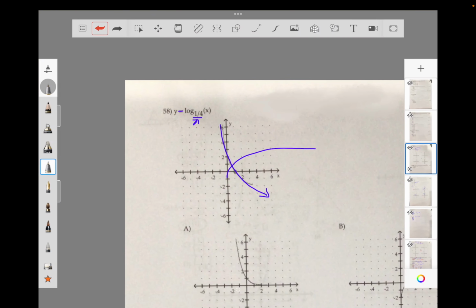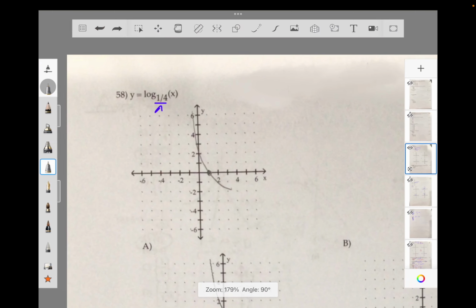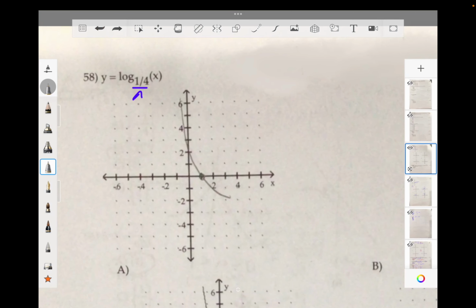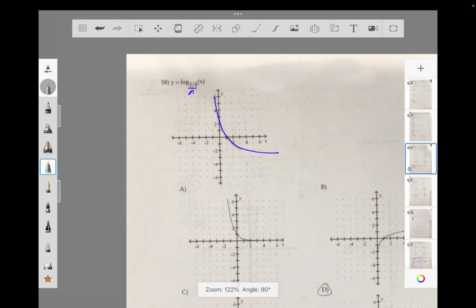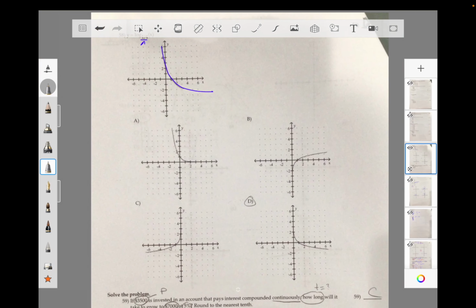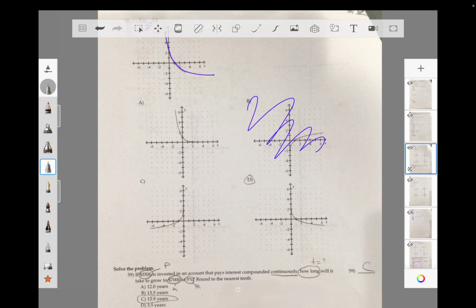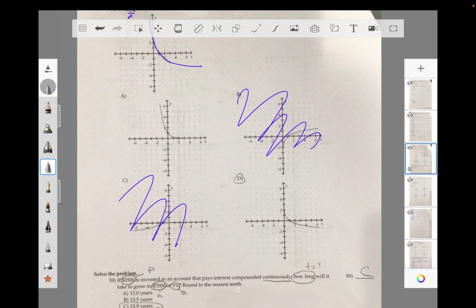So that being said, it's below 1. 1/4 is lower than 1. So it's going to be looking like this. So which one looks like that? It can't be B because that's the classic graph. Can't be C because I don't know what that is. It's either A or D.